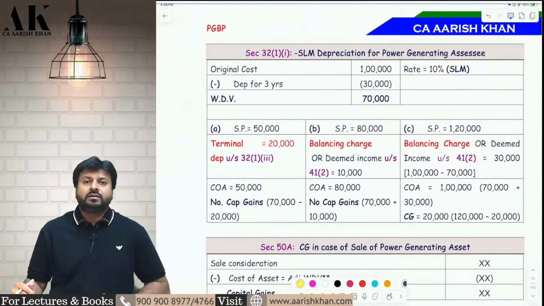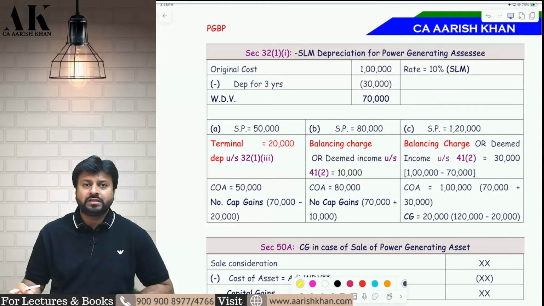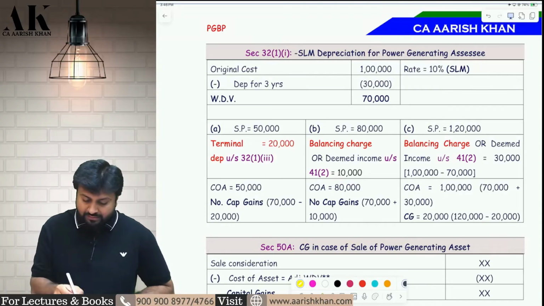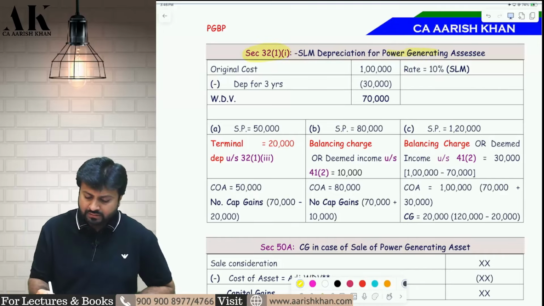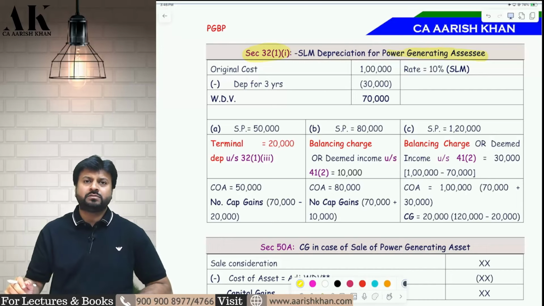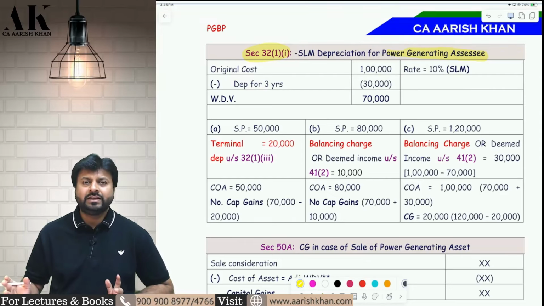Now coming to the third depreciation. After 32(1)(ii) and 32(1)(iia), that is the block depreciation and additional depreciation, we are now going to talk about SLM depreciation, which is a very small part, not a very big part. In case of SLM depreciation, the section is 32 subsection 1 clause (i). It is only available if you are engaged in power generation business or power distribution business. Okay. If you are engaged in these two businesses, you are eligible for this deduction. How much depreciation will I get? Very simple. SLM, every year the same.